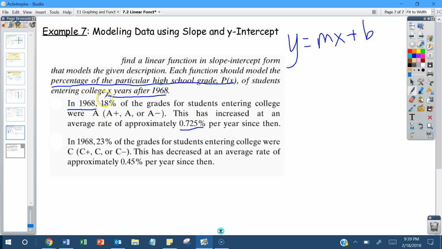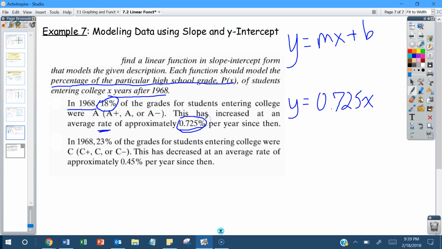So if we're looking at these numbers, I see two in particular. There's an 18% and there's a 0.725%. One of those is going to be our rate of change. And it actually kind of tells us which one of these two numbers is a rate. This says it's an average rate. So this 0.725 is the rate of change. So if we're trying to write an equation in slope-intercept form, let's use the 0.725 as our rate, which is the part that's attached to x. So the m is the rate, which is this thing right here. So as each year goes on, it's going to increase on average by 0.725%.